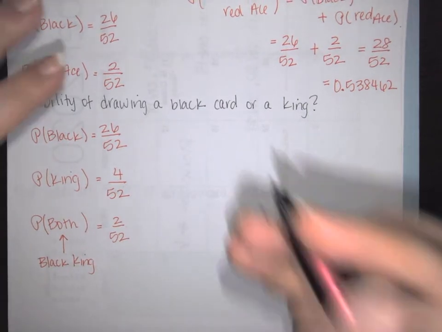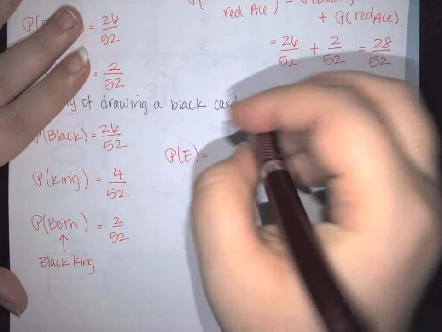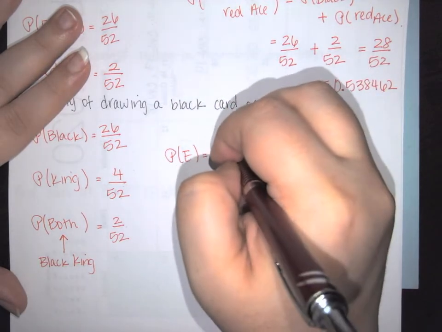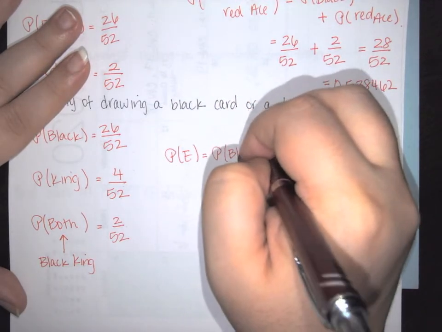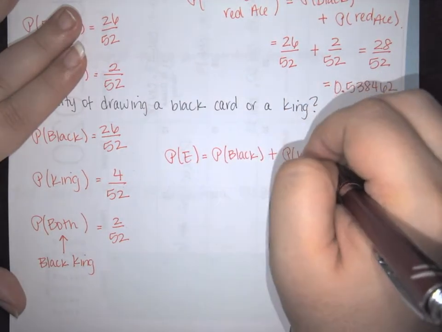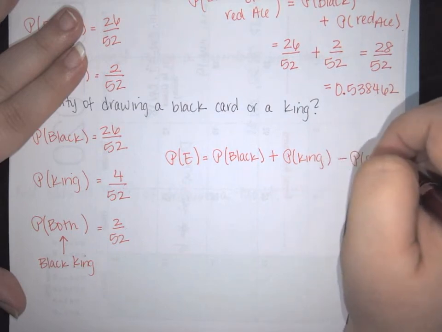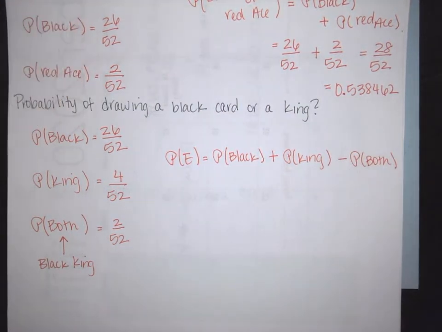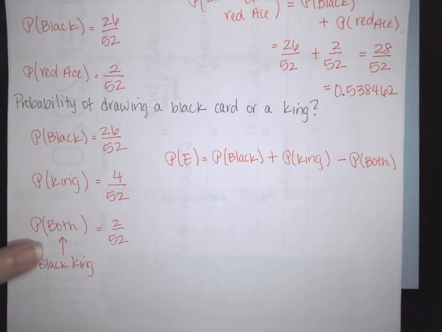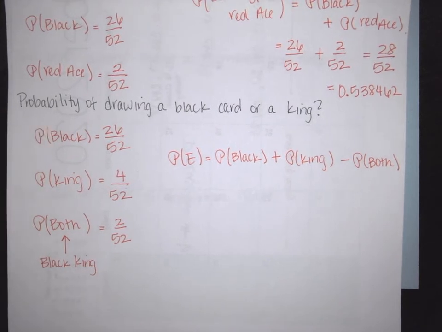So the way that this works is that the probability of my event is going to be the probability of drawing a black plus the probability of drawing a king minus the probability of drawing both. And the reason for that is because these events are not mutually exclusive. Okay, case in point, I have 2 black kings, which would fall under both black and king. Since I can't count them twice, I have to remove them.